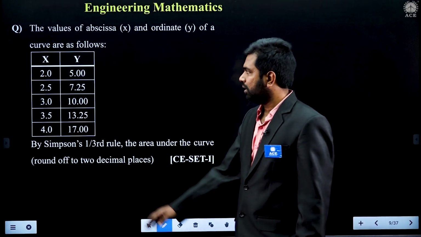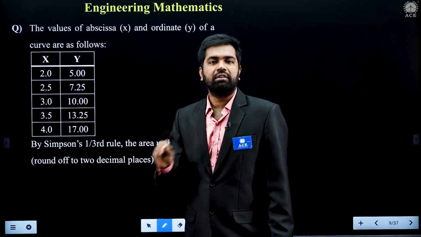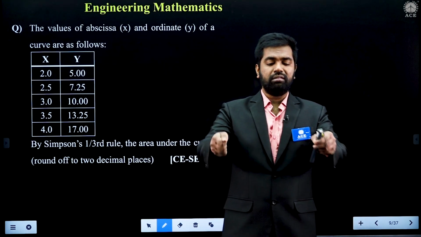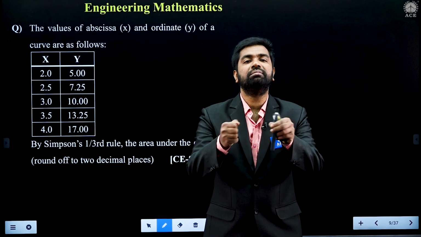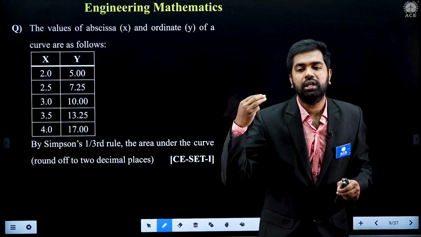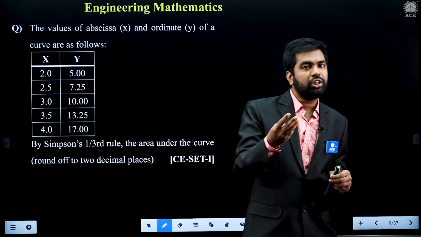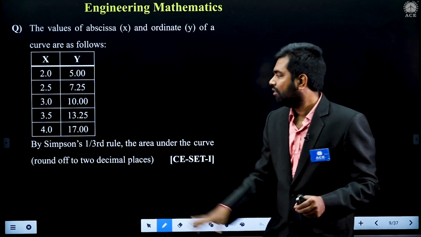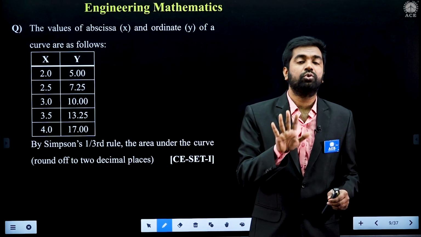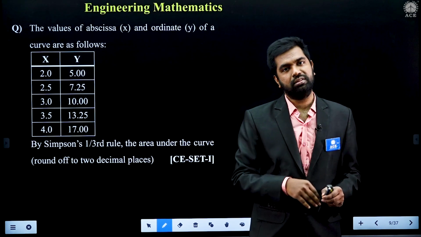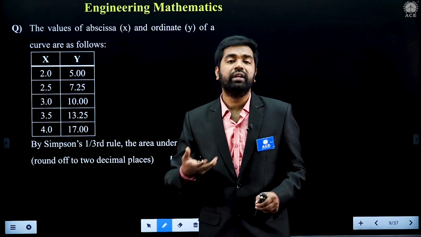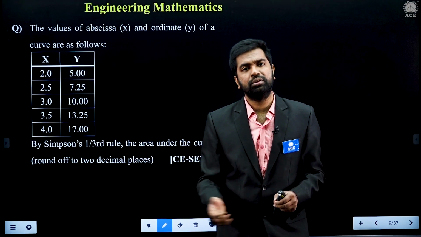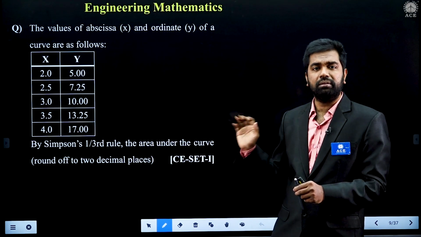Let me count the points. 1, 2, 3, 4, 5. 5 points are given. Imagine if 2 points were given, right? Then you will have one subinterval. Imagine 3 points given to you. If 3 points were given to you, then you will have 2 subintervals. Like that, 5 points are given, so you will have 4 subintervals, right? Simpson's rule works when the number of subintervals is an even number. So it's okay. Now you can proceed.